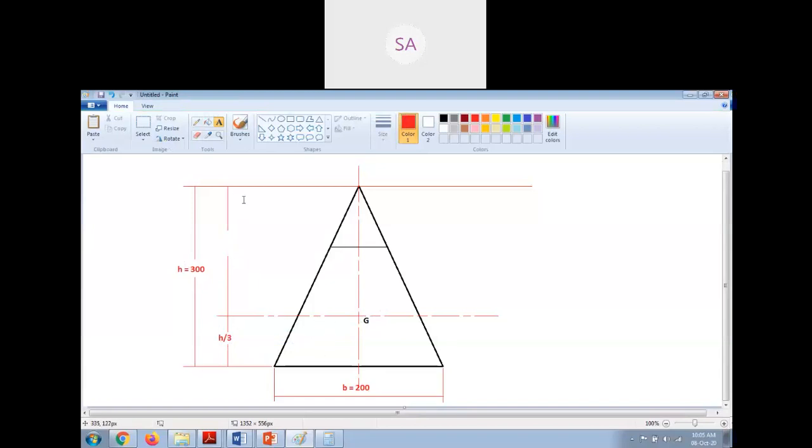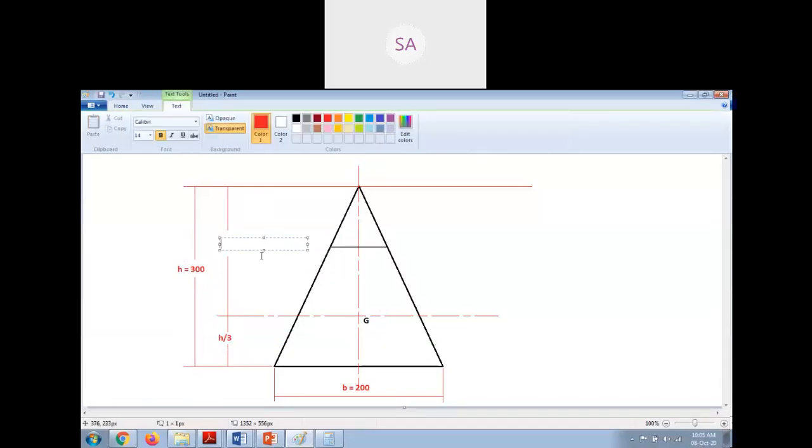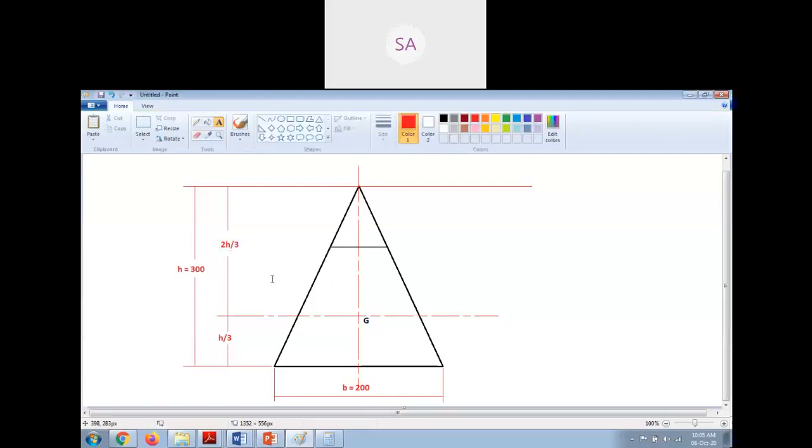One third of the height of the triangle is the location of the center of gravity. So this total is h and one third is this distance. This distance from the apex to the neutral axis will be 2h by 3. In all our previous cases we did with respect to the neutral axis, finding the area and area moment. In this we will be doing it from the apex.